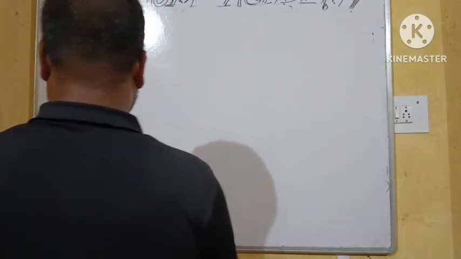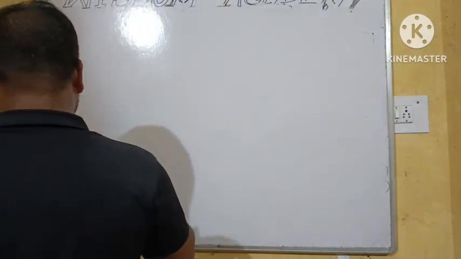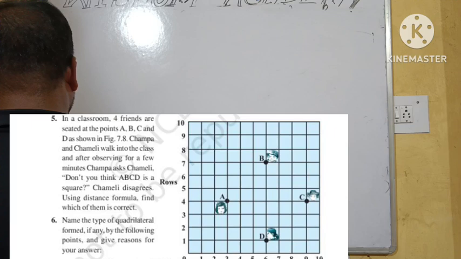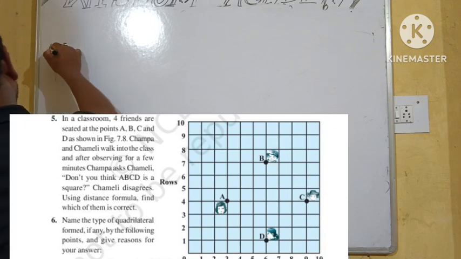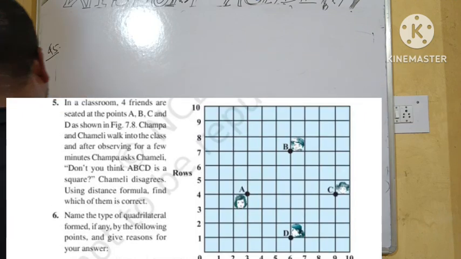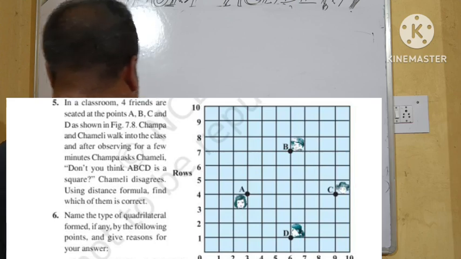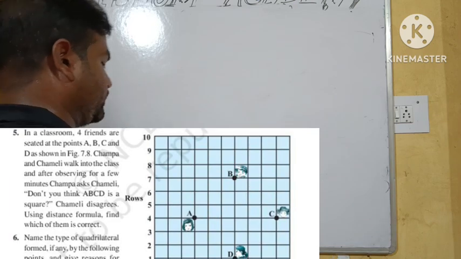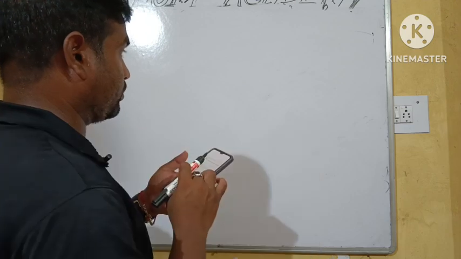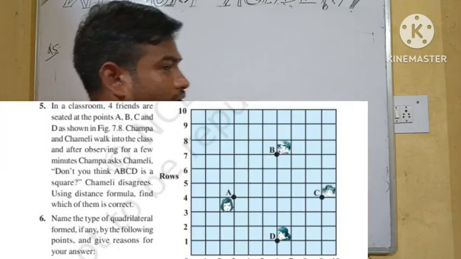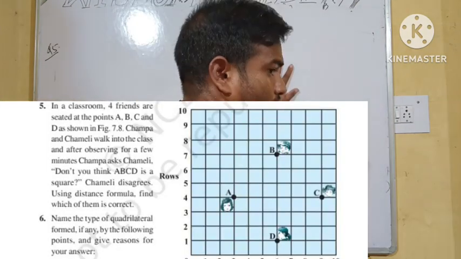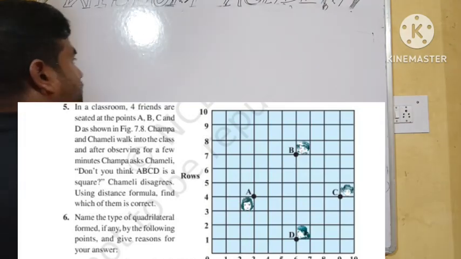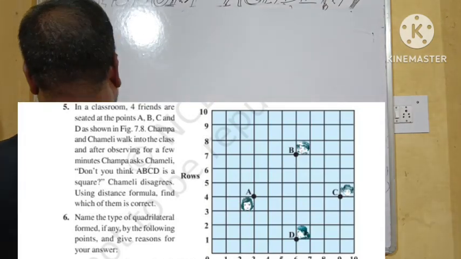Question number 5. In a classroom, 4 students are shifted all the points. So, in this question, it is unable to draw this figure on the whiteboard, so it will be shown on the screen.